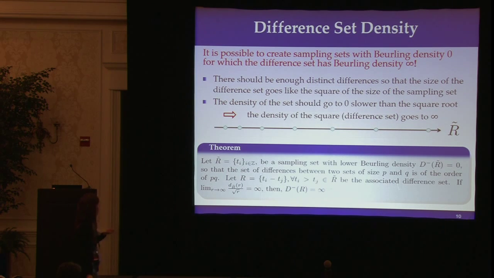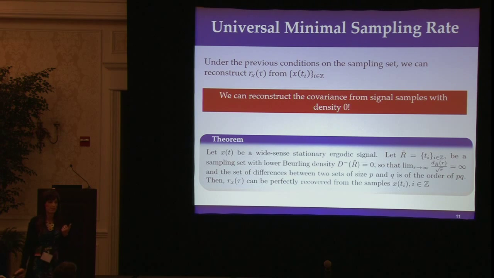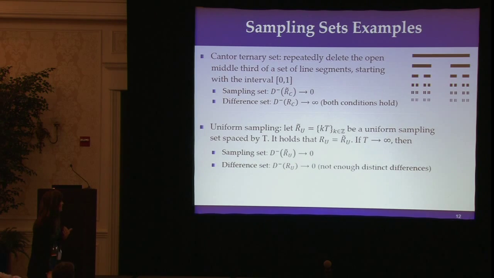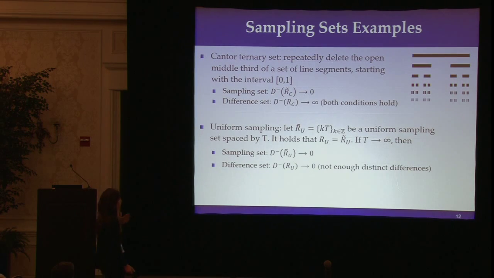Intuitively, what we need is the following. We need to construct a set of points, like you see over here, whose density goes to 0, but slower than the square root, and such that when we look at the difference set, its size grows like the square. Under these two conditions, we could prove more formally that the Bernoulli density of the difference set goes to infinity, and therefore that we could estimate the covariance. The gory details are in these blue boxes, but the images give you the intuition of why this is true.